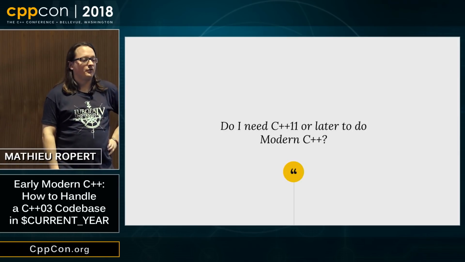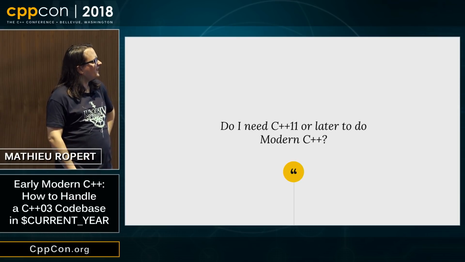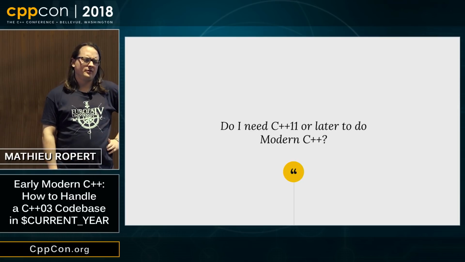So this is kind of a rhetorical question at this point, but do you really need C++11 or later to do modern C++?